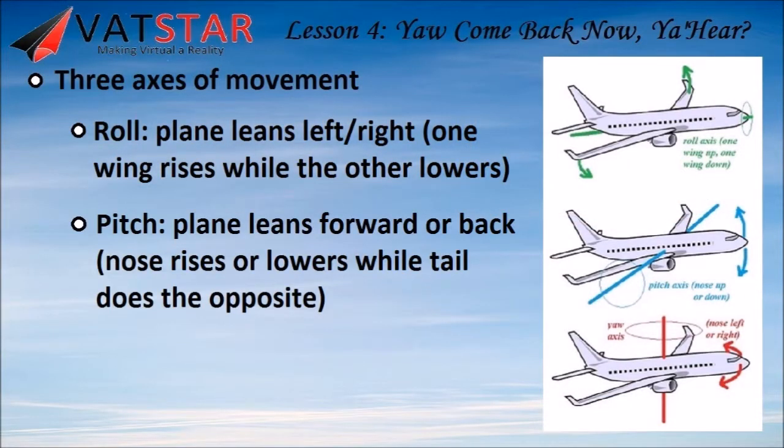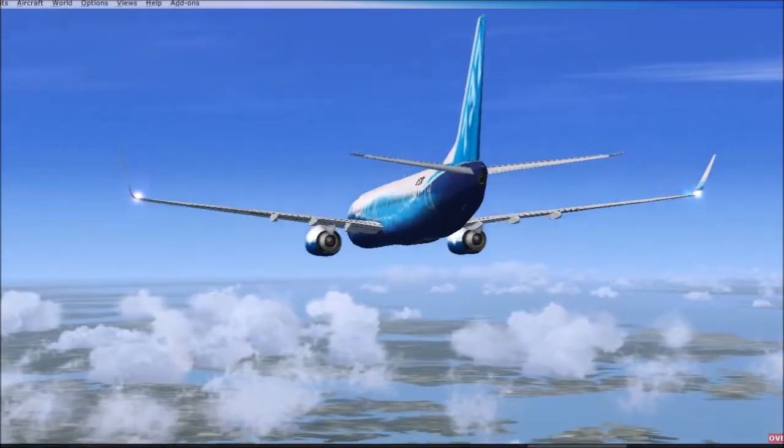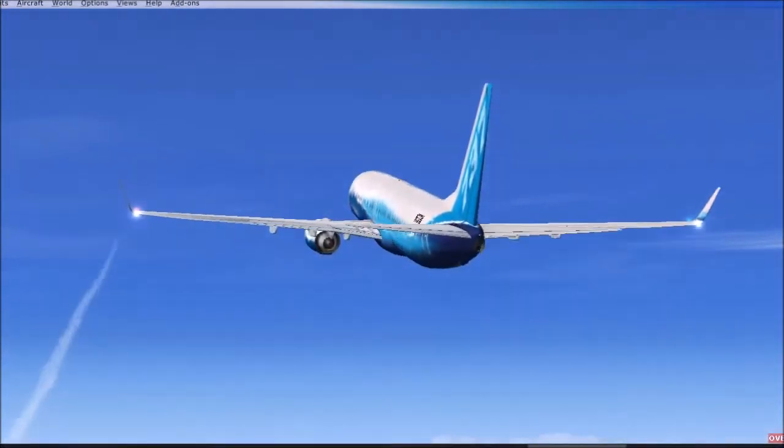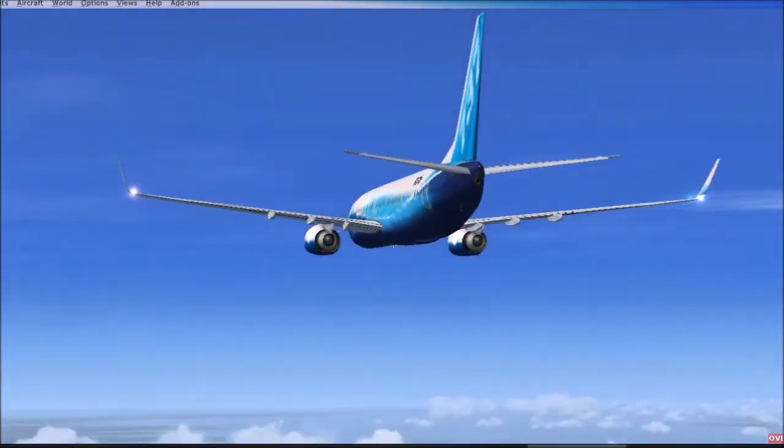Next is the pitch. That's how nose up or nose down the plane is, and we've touched on that already in the last couple lessons, but here's a plane that's pitching up and down a few times.